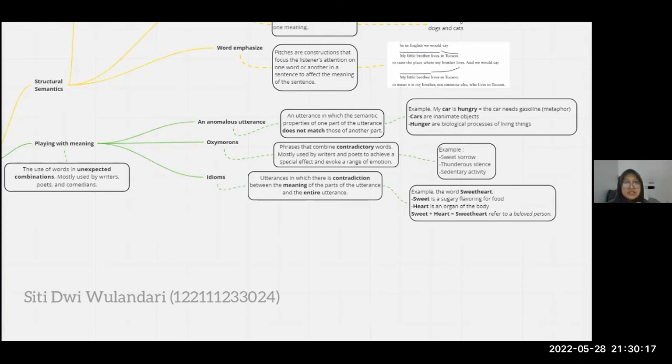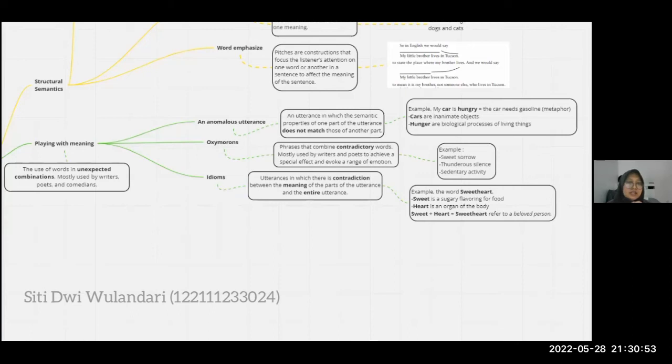It is an utterance in which the semantic properties of one part of the utterance do not match those of another part. For example, my car is hungry. The semantic properties don't match because cars are inanimate objects, whereas hunger is a biological process of living things. But people usually use this kind of combination, like the example, my car is hungry, which means the car needs gasoline, and this kind of sentence is also called a metaphor.